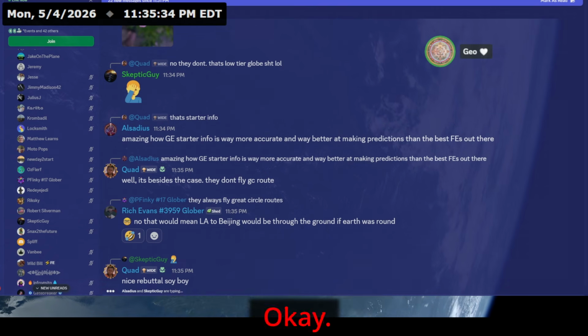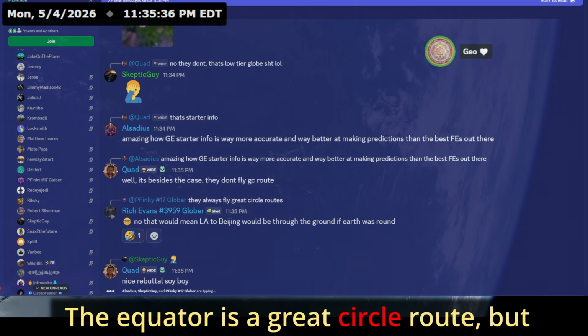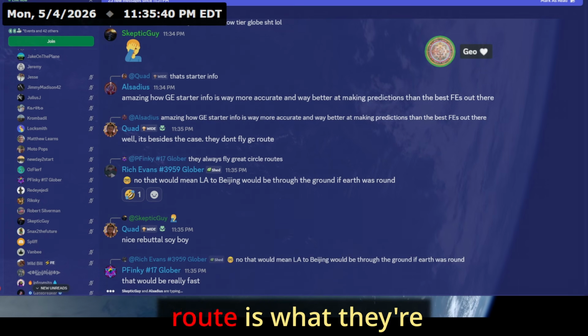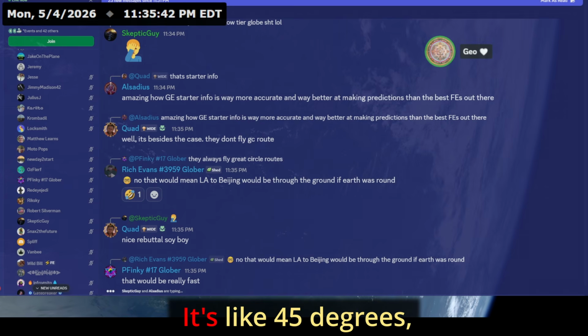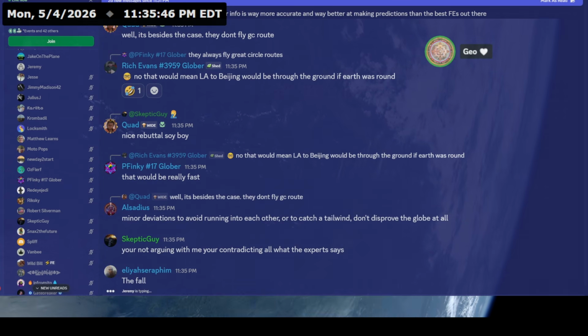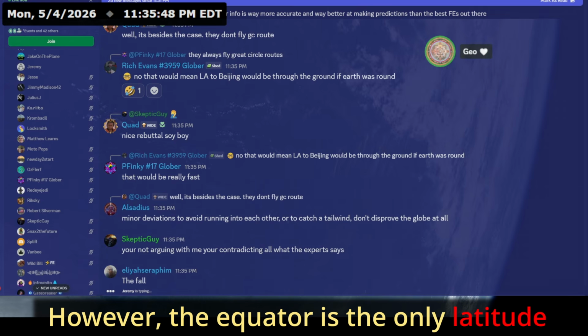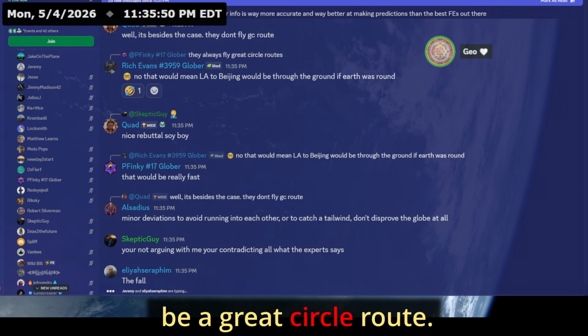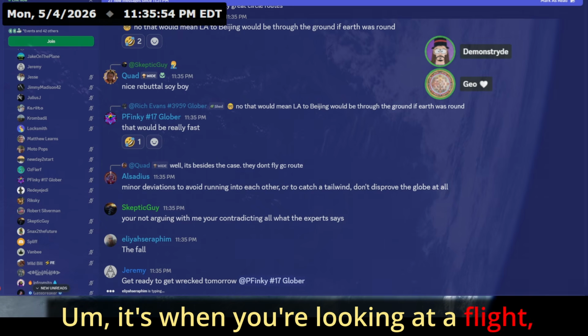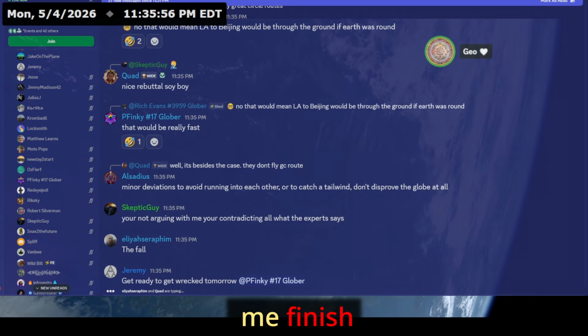Latitude lines: the equator is a great circle route, but every other latitude line is actually what's called a small circle route on the globe. It's like 45 degrees, 30 degrees, whatever. They're all small circle routes, but that stays at a latitude. However, the equator is the only latitude that happens to also be a great circle route, and all the longitudes are great circle routes. So when you're looking at a flight, let me finish what I'm saying.